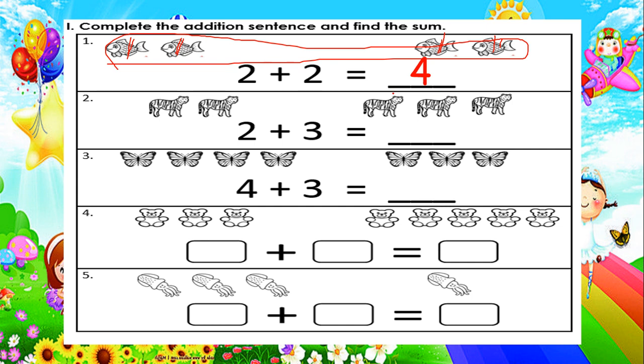All right, so let's go to number 2. You have 2 plus 3. Okay, so 2 tigers plus another 3 tigers. So it means you need to put things together. You need to count all. So you have 1, 2, 3, 4, 5. So 2 plus 3 equals 5.